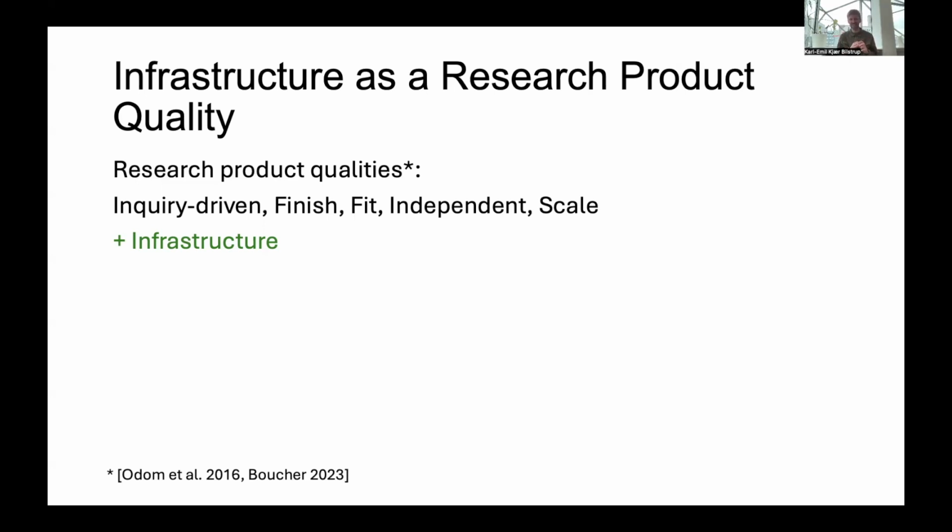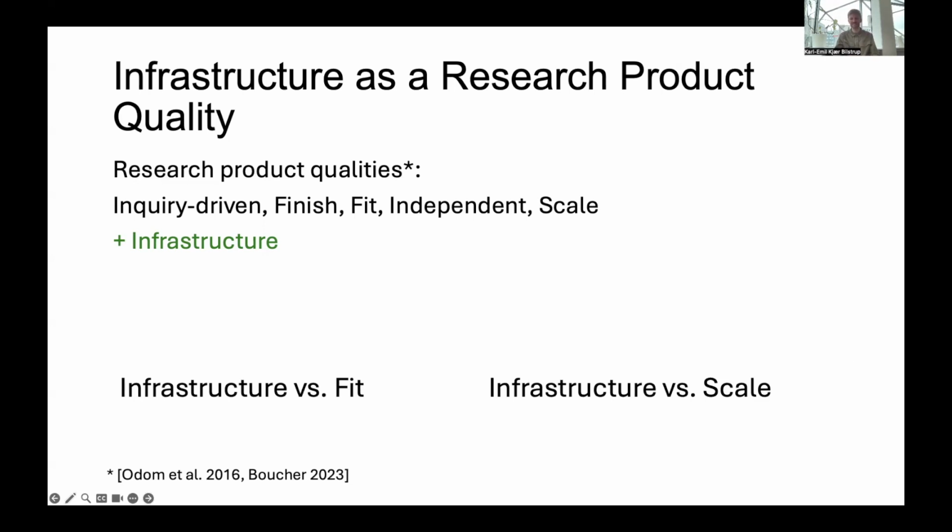To highlight the novelty in considering infrastructure as a quality, I will compare it with two existing qualities that are most similar to infrastructure. If fit relates to how a research product is designed for its end users to appropriate, infrastructure then describes how well a research product integrates with the networks of organizations and technologies that are part of people's practice. The scale quality describes how a research product scales in numbers of products and users, whereas infrastructure describes how a product scales in numbers of types of actors, technologies, and different types of organization that it integrates with.